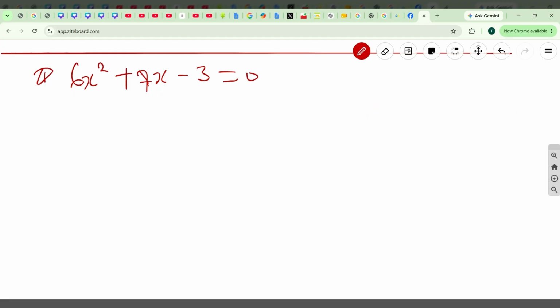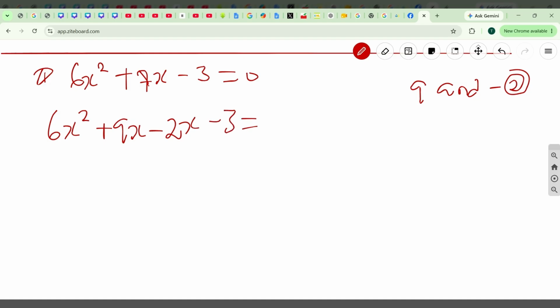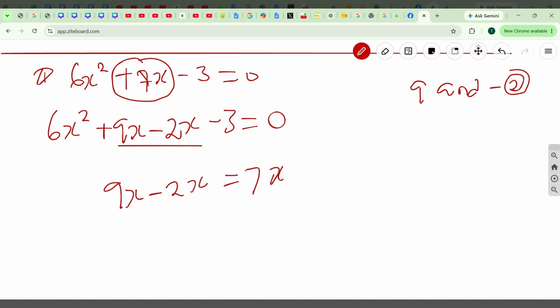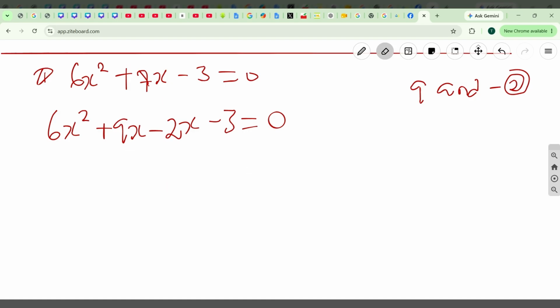So now we know that those numbers are 9 and negative 2. So the way we factorize this is going to be 6x squared plus 9x minus 2x minus 3 is equal to 0. What I've just done here is substitute those two values in place of positive 7. Now, if you watch, 9x minus 2x is still giving us positive 7. So I just substituted those two values I found in place of positive 7. That's the process, a step you need to follow.